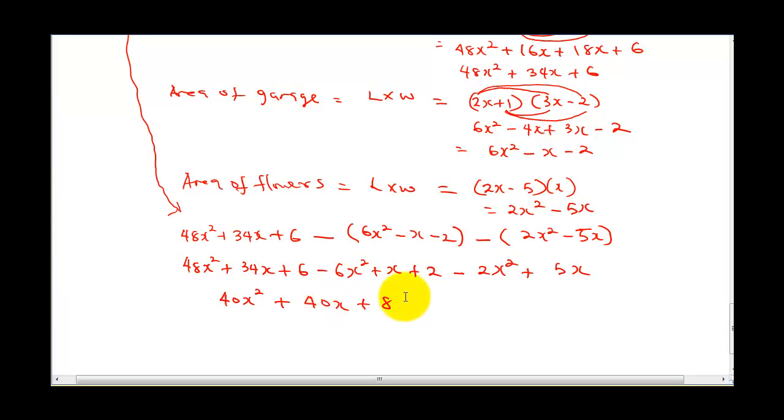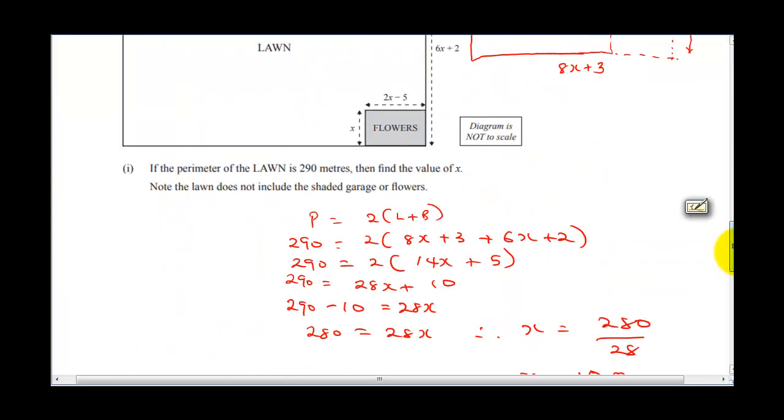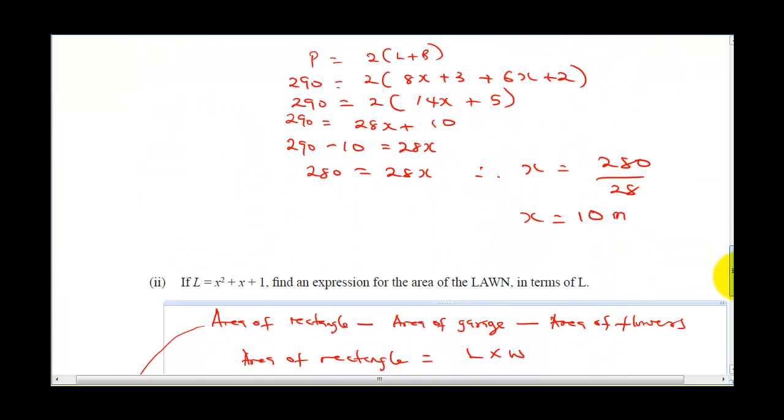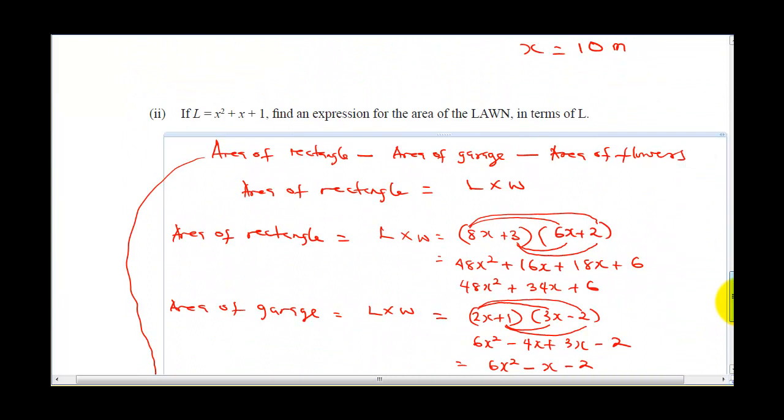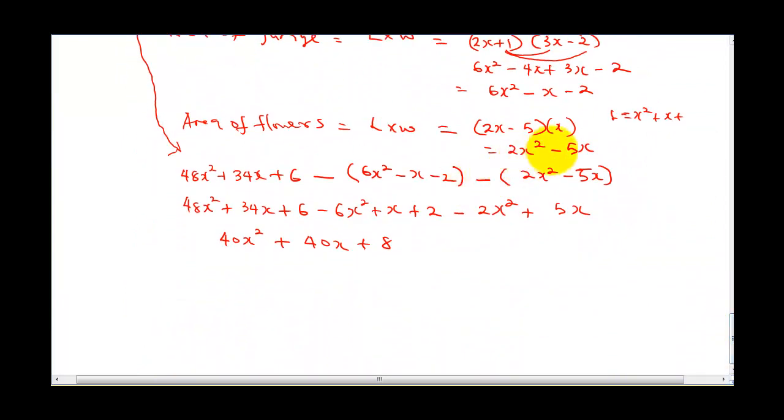But the question said to assume that L is x squared plus x plus, if I'm not mistaken, let's look at it again, x squared plus x plus 1. And we should find the area in terms of L. So it says x squared plus x plus 1. From here, how do we make this uniform? That's 40. How do we make this all 40, so we can get this expression? So from here, we are going to do 40x squared plus 40x.